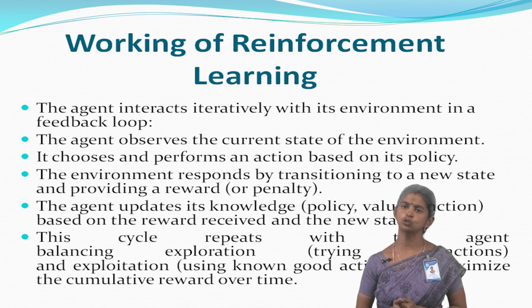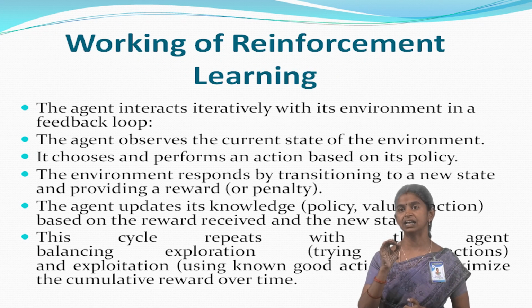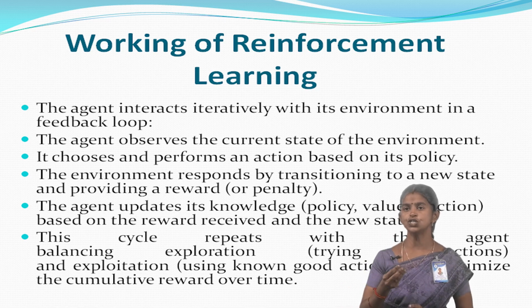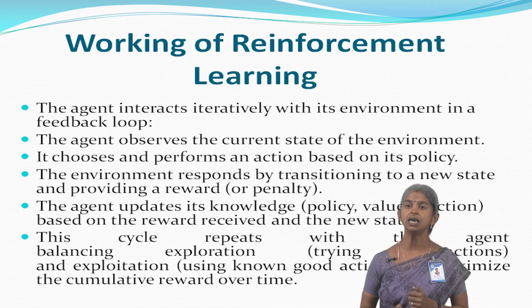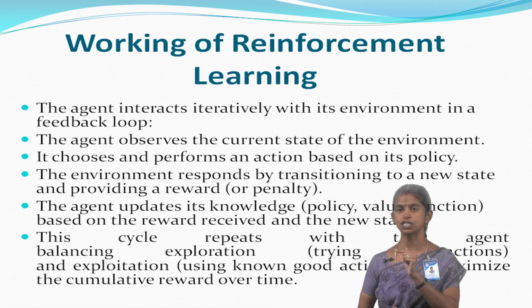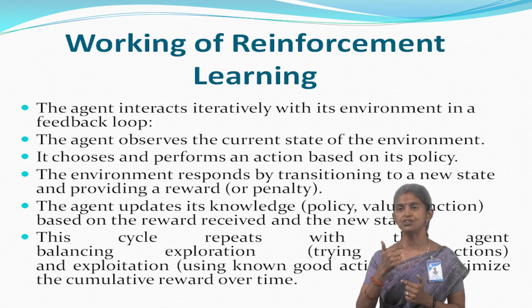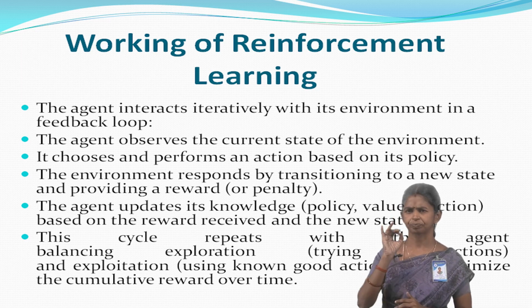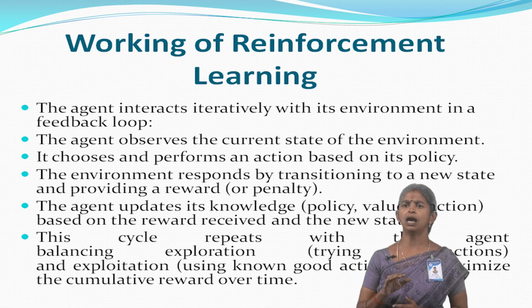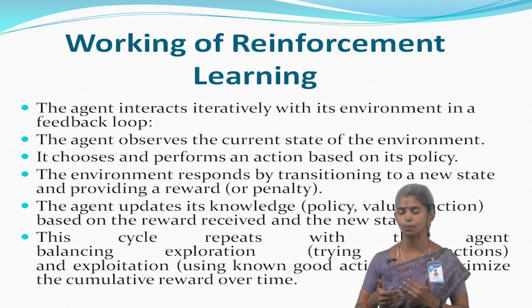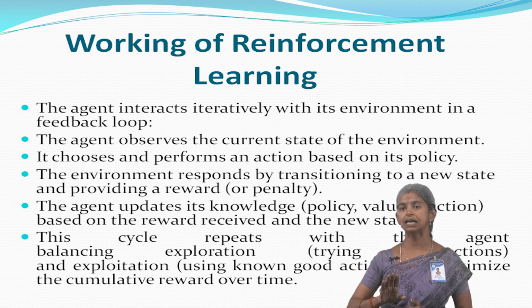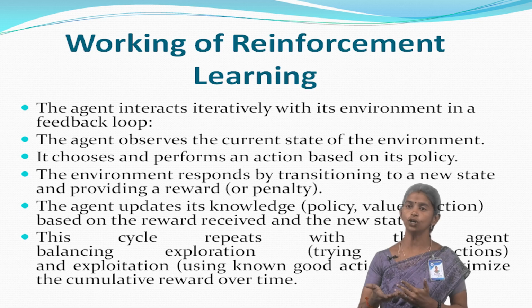Now, the working of reinforcement learning. The agent interacts iteratively with its environment in a feedback loop. The agent observes the current state of the environment. It chooses and performs an action based on its policy. The environment responds by transitioning to a new state and providing a reward. The agent updates its knowledge based on the reward received and the new state. This cycle repeats with the agent balancing exploration and exploitation to maximize the cumulative reward over time.